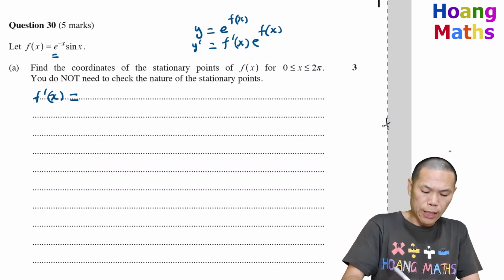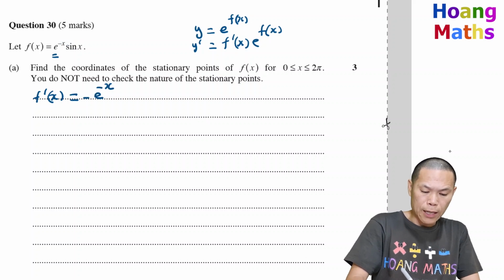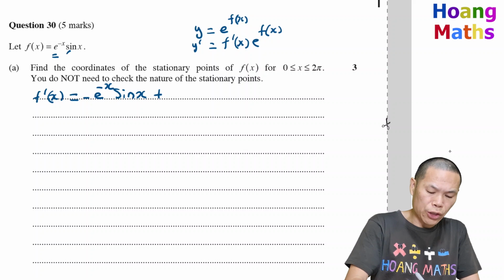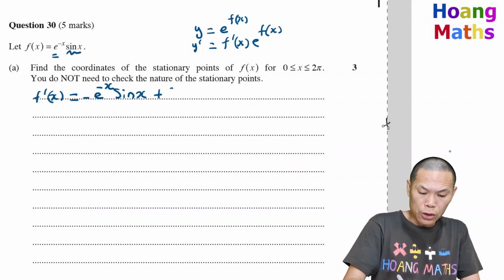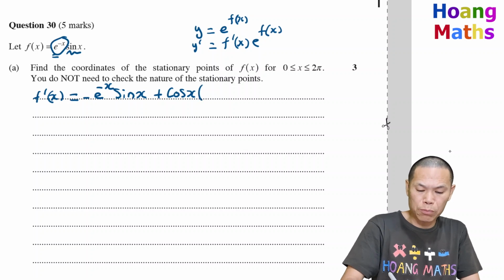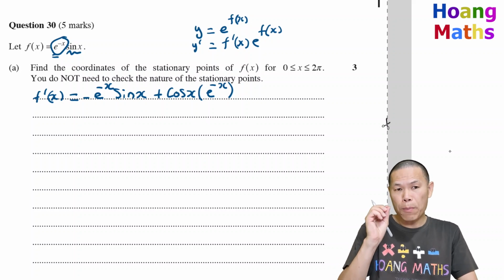So -1 times e to the negative x is negative e to the negative x, times by the second function, that is sine x. And then we add, differentiate the second function. We differentiate sine, it gives cos x, and we times by the first function. Let me just bracket this, it's easy to see. So there you go. Now I take out common factor.